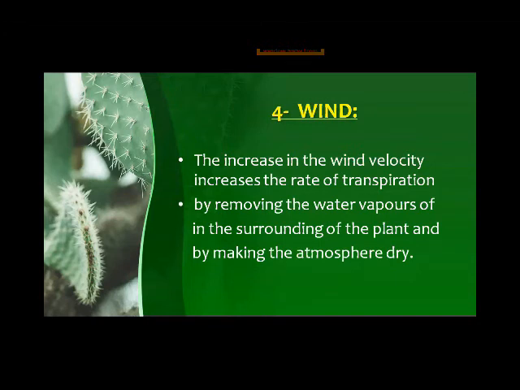Sometimes when we go in the garden in the morning, we see a number of drops on the surface of the leaves. What are these? Actually, these water drops are the result of transpiration, and they should be eliminated from the plants. So wind plays a very important role in removing this water vapor from the surface of the leaves, and also the water vapor in the surroundings of the plant, making the atmosphere dry to increase the rate of transpiration. This is the effect of the wind on transpiration.